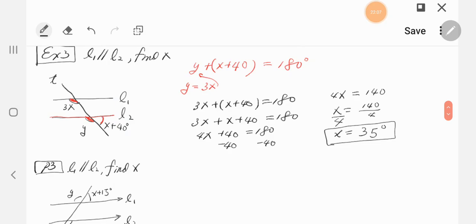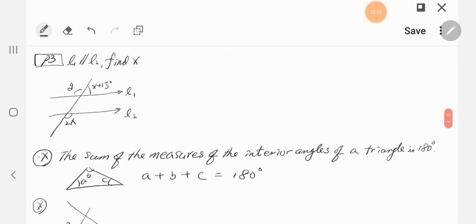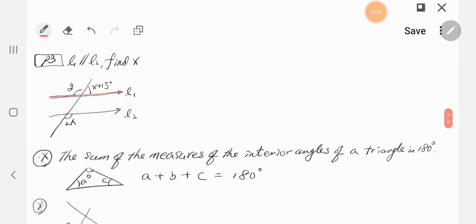Okay. So in this case, we use 2 definitions. One is the angle of a straight line is 180. And then this Y and 3X are the same because they are corresponding angles. Okay, let's try problem 3. Did you get it? All right. So let's find X. Same thing. Here it is, a straight line. So the angle Y and angle X plus 15 are adjacent angles on a straight line. So this will make 180 degrees.